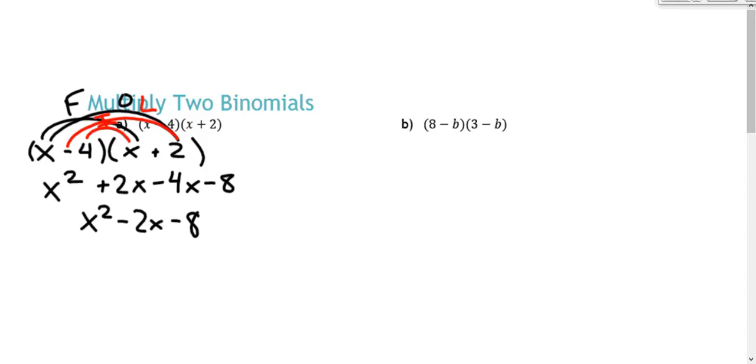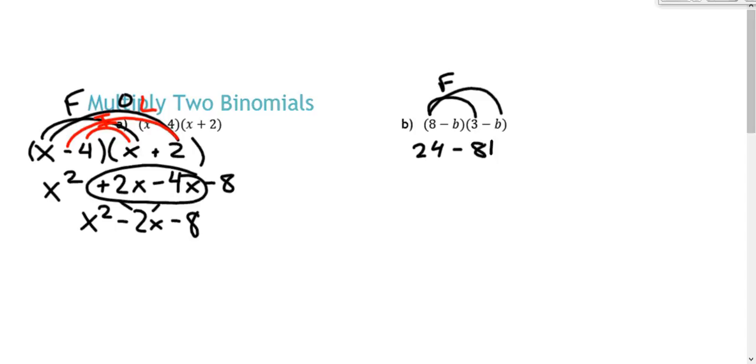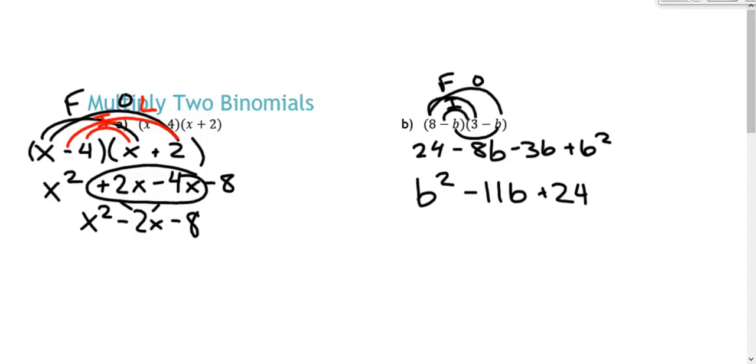And we can see that these two inner terms create the middle term. Okay? So let's try that again. Let's see how this goes. So first terms is 24. And then outer terms, minus 8b. Inner terms, minus 3b. And then last term gives us b squared. So then b squared minus 11b plus 24. Always write your trinomials in descending order of powers, okay?